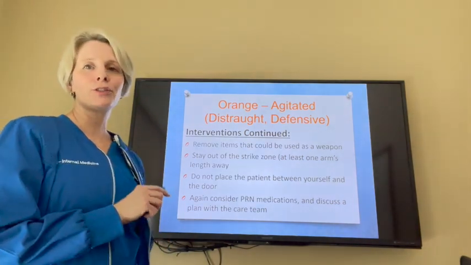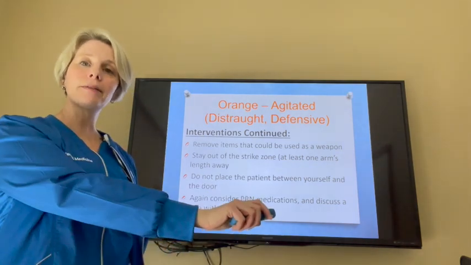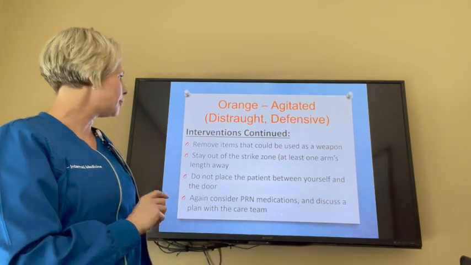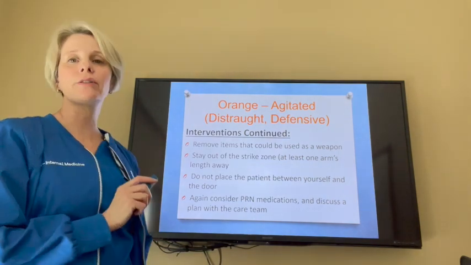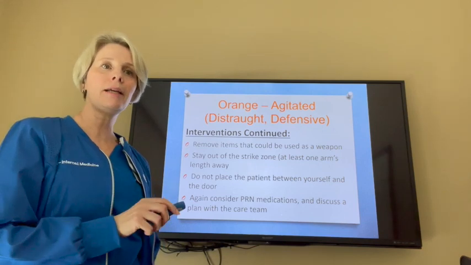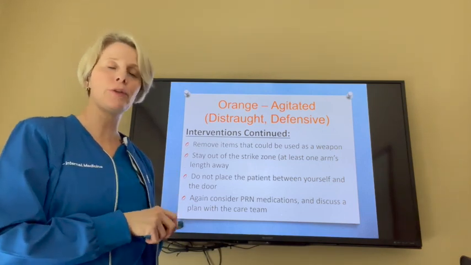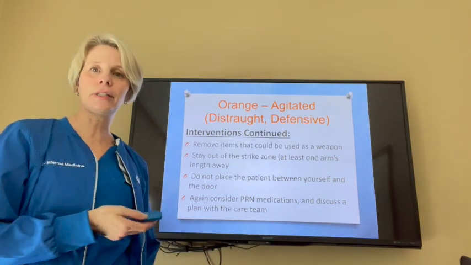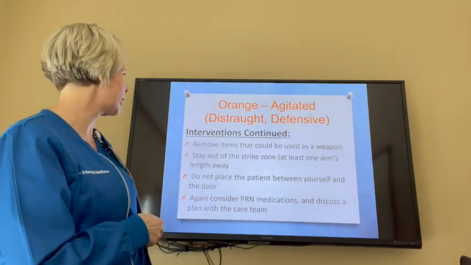You want to stay out of the strike zone, which is 1 arm length away from the patient. Importantly, you do not want to place the patient between yourself and the door. You want to be able to exit out quickly if need be, and you don't want the patient to be able to pin you into the room. And again, you're going to consider PRN medication and discuss a plan with the care team.